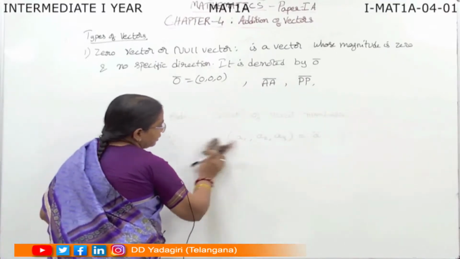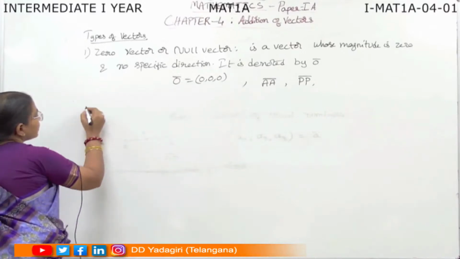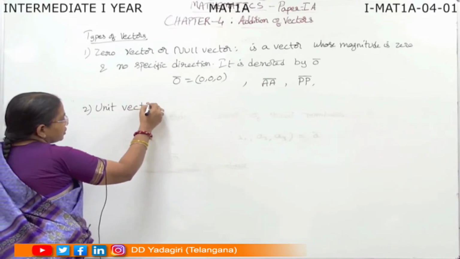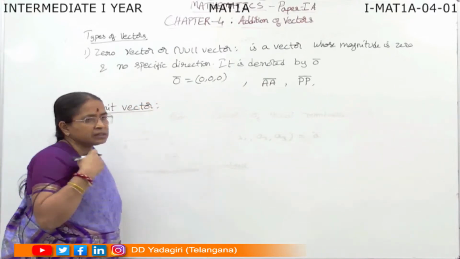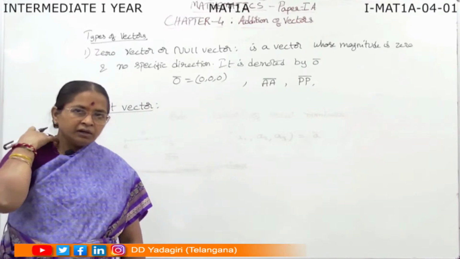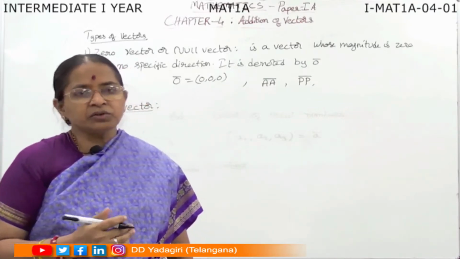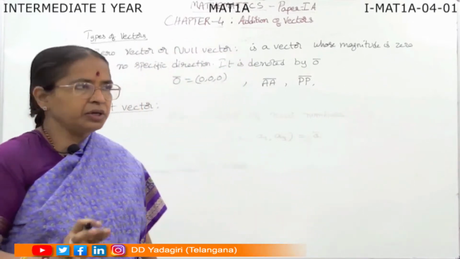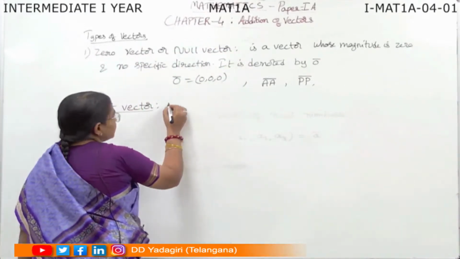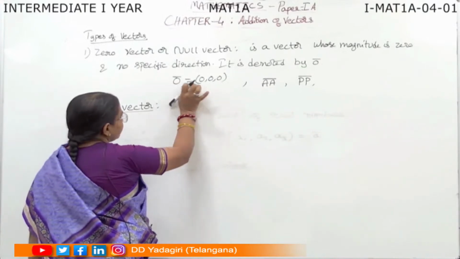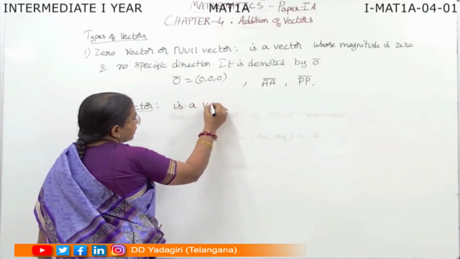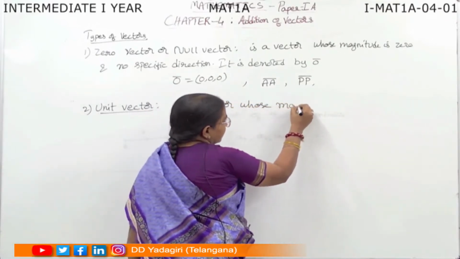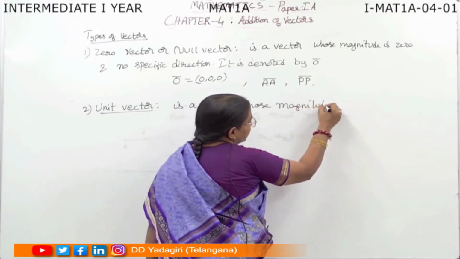Okay, next is unit vector. The second type of vector is the unit vector. This definition is very important. You must understand this unit vector clearly. Okay, what is a unit vector? Definition wise, it is very simple. A unit vector is a vector whose magnitude is 1, whose length is 1.